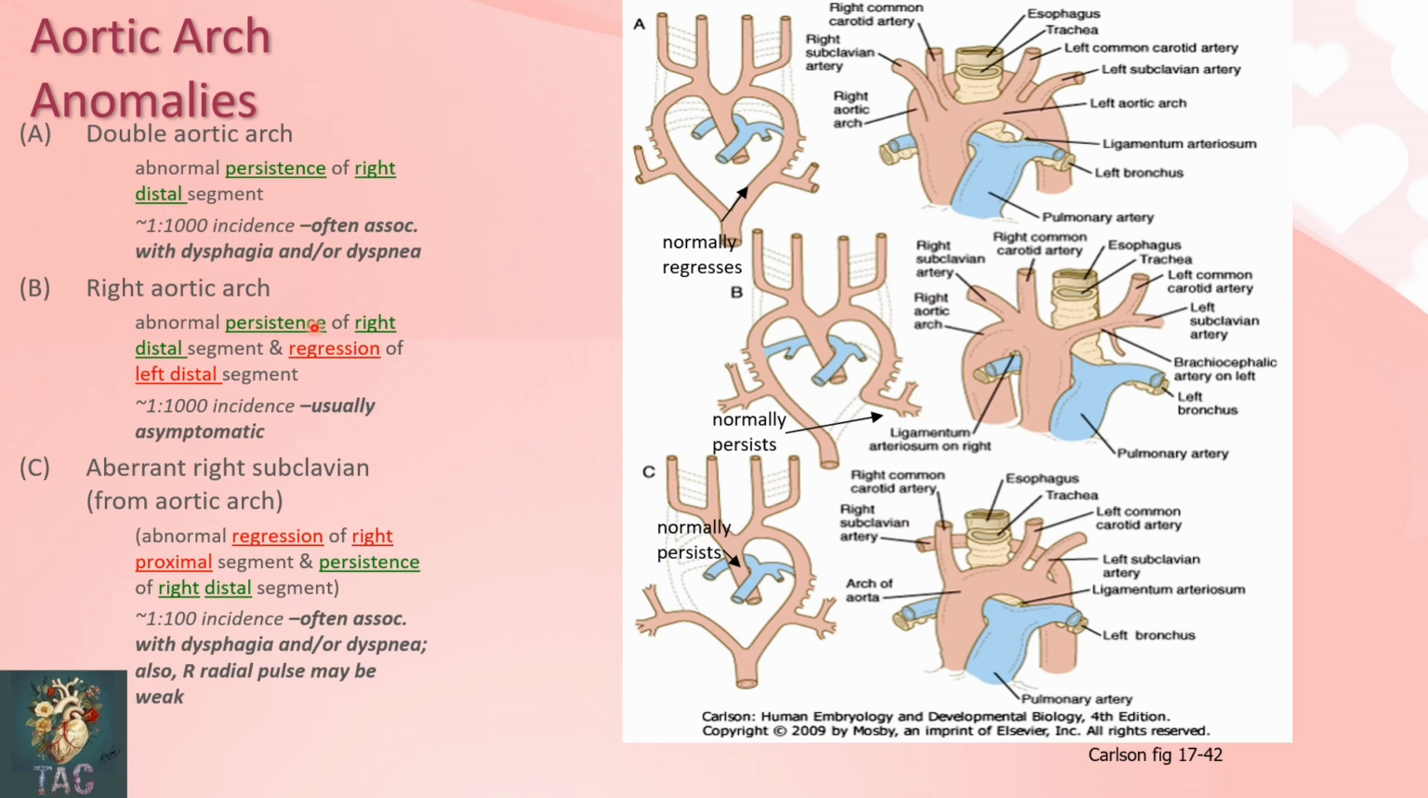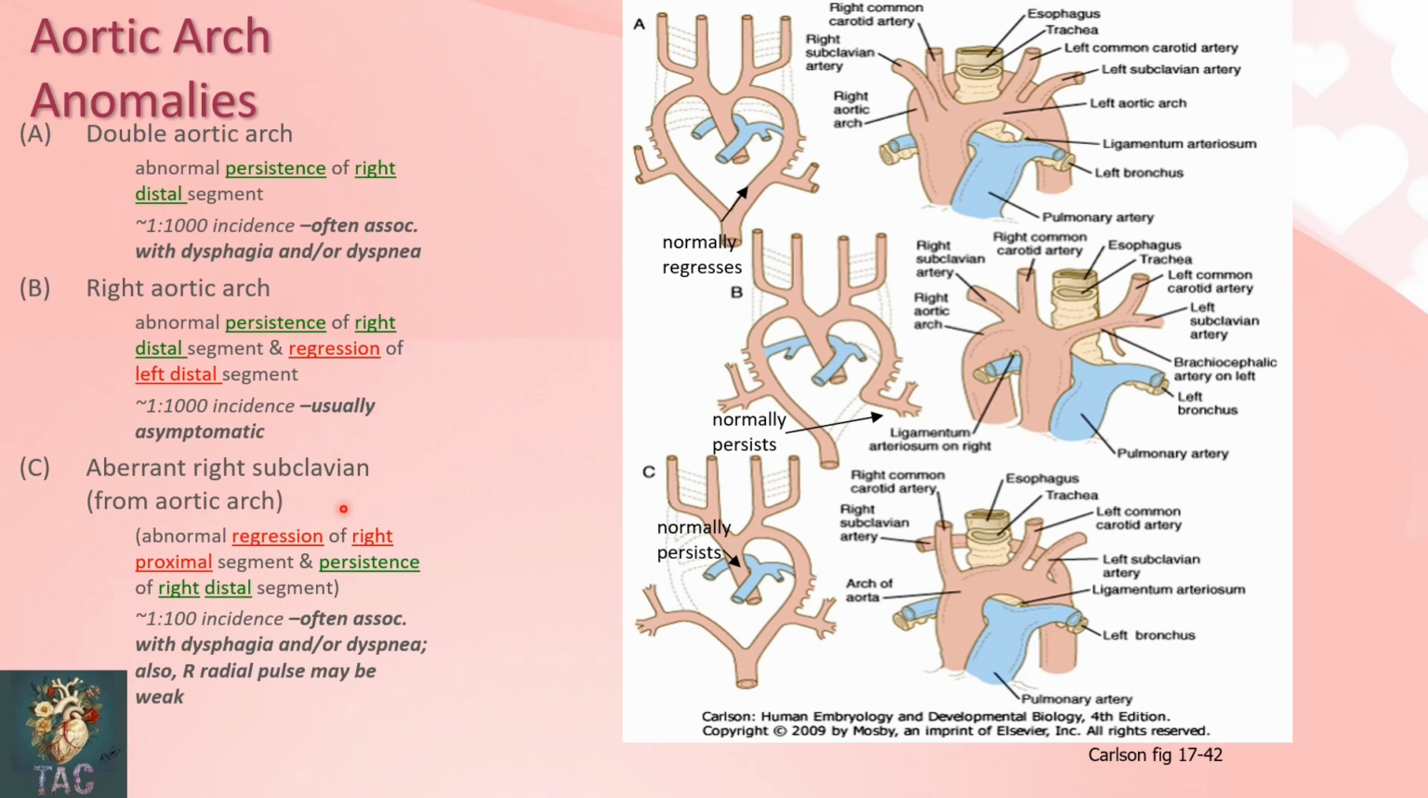Then another anomaly is the right aortic arch. In this case, the portion in the 3rd to 7th, 8th intersegmental artery and the junction of the two obliterates on the left side and persists on the right side. Usually it is asymptomatic.